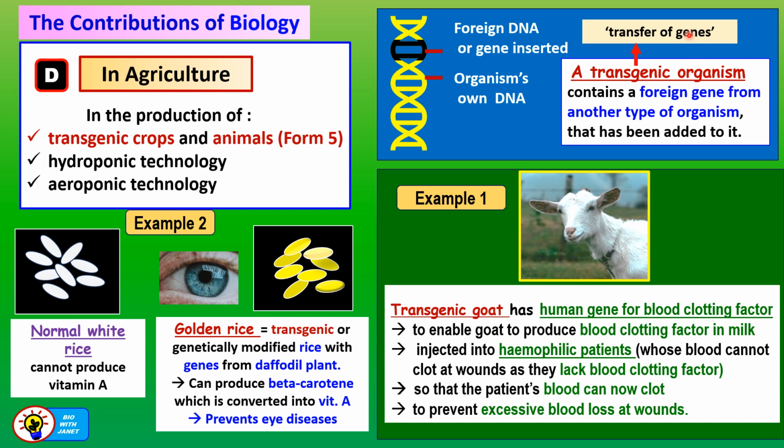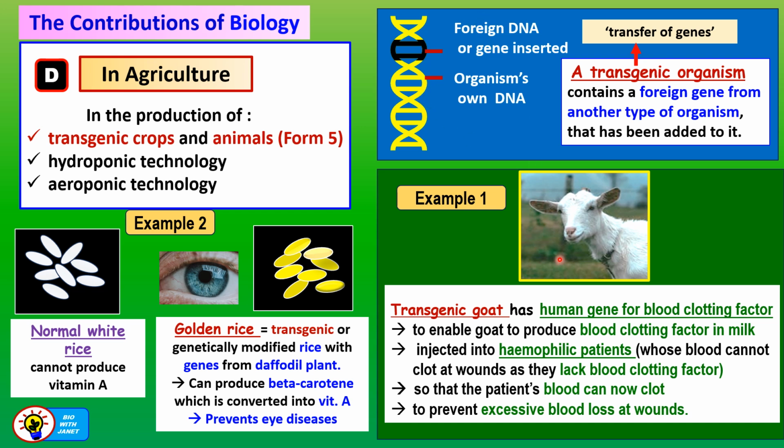Now, for example, this is the DNA of the original organism, or of the transgenic organism. The foreign DNA from another species of organism has been inserted into its DNA. So this will give the transgenic organism some special abilities, or in inverted commas, some superpowers, based on the foreign DNA or gene that's inserted.